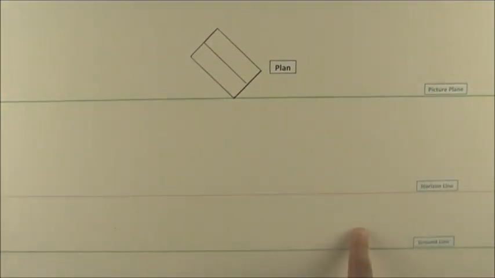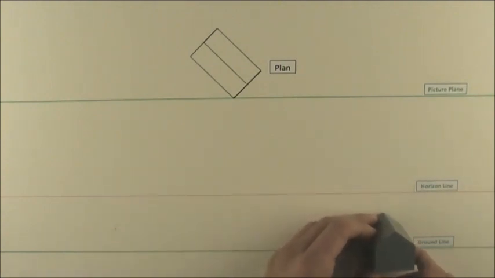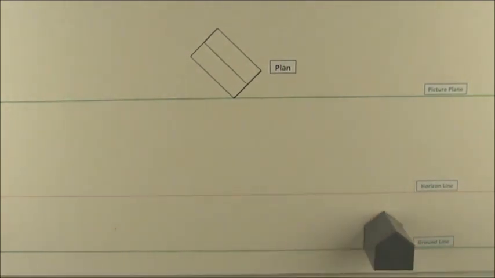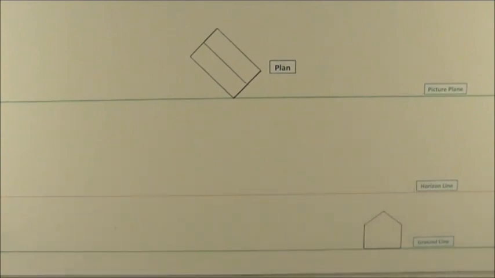Now, the next thing we need to do is get some heights on. For that, we're going to draw an elevation. I'll just put the block on end on here, and that will give us the heights that we need. And there we've got the elevation.